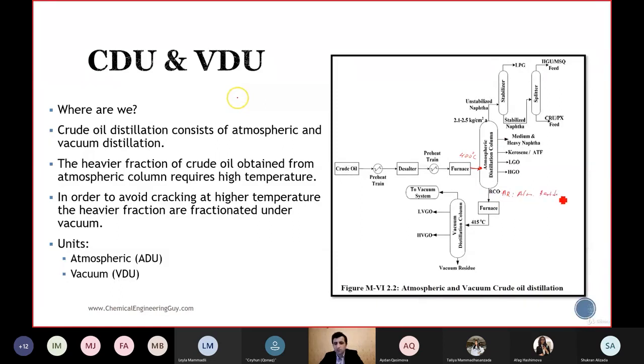LVGO is light and heavy vacuum gas oil. Okay, what do we do with LVGO and HVGO? Where are they sent? Who remembers? They are sent to the fluid catalytic cracking unit to crack them down to produce more transportation fuels.